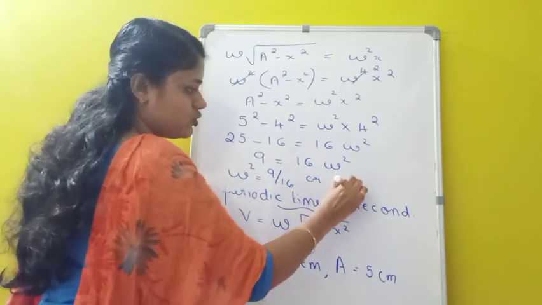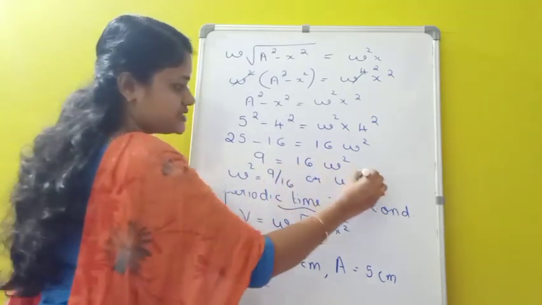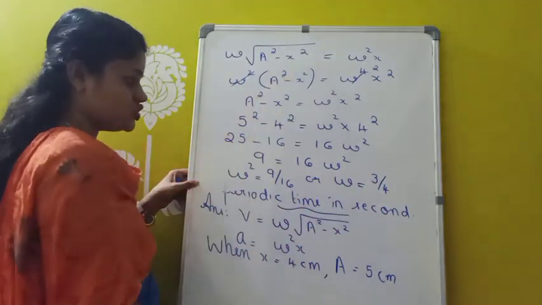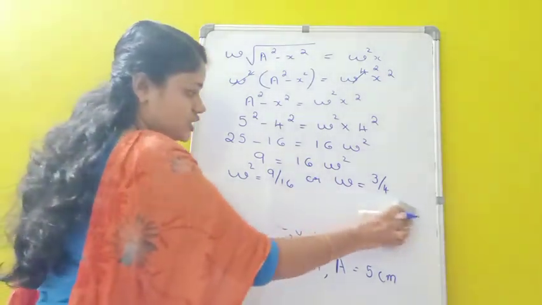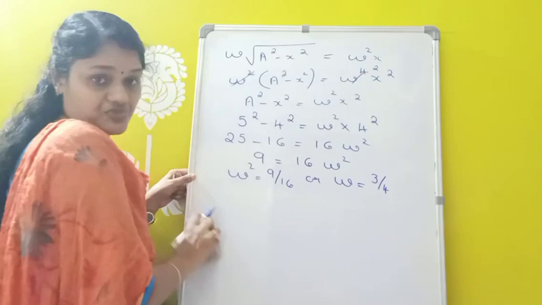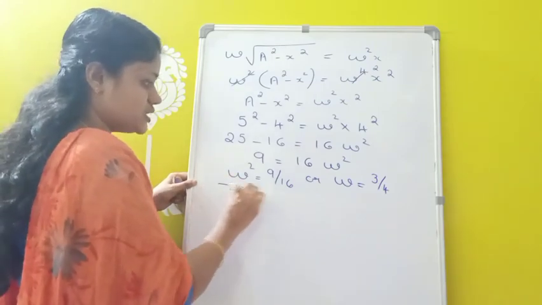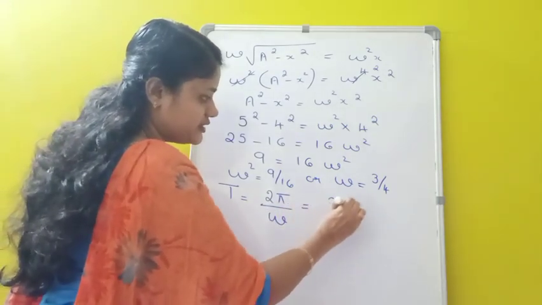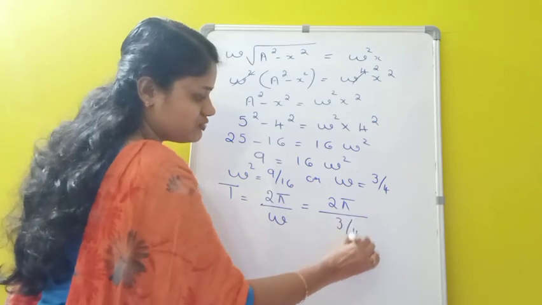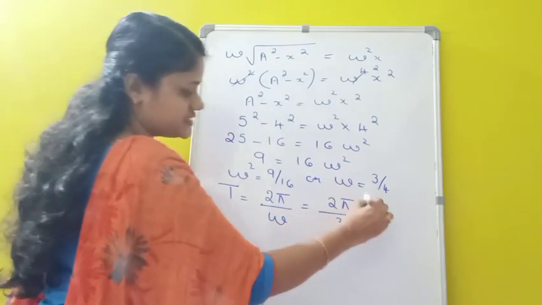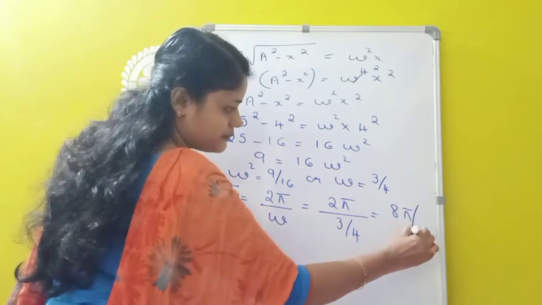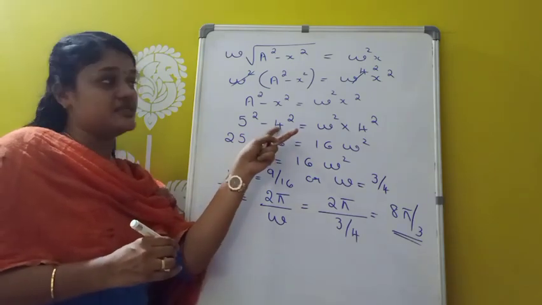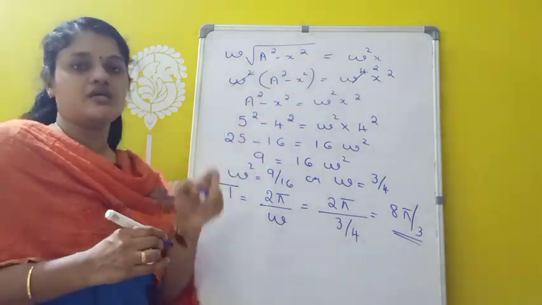How will you find omega? Omega equals root of 9 by 16. Root 9 is 3, divided by root 16, which is 4. So by equating these two, we got the value of omega. Now what they are asking is to find the periodic time, that means time period. So time period T equals 2 pi by omega. That means 2 pi divided by omega, which here is 3 by 4. That means this 4 will come in the numerator, so it becomes 8 pi by 3. So this is the time period when the displacement is 4 centimeter, at which time the velocity is equal to the acceleration.